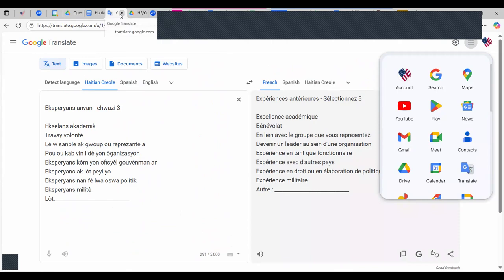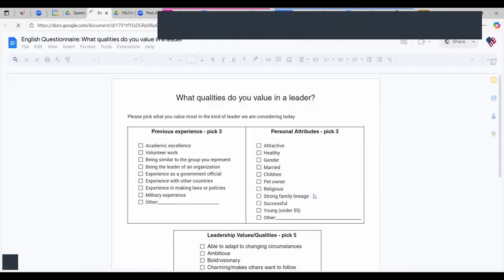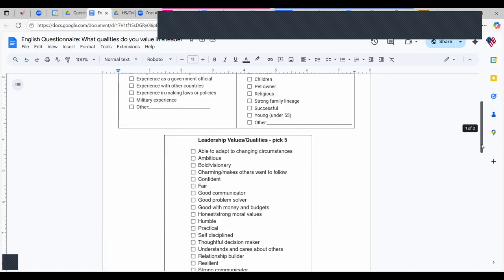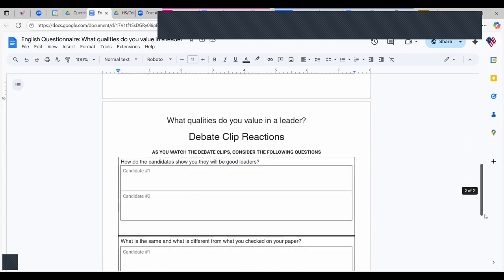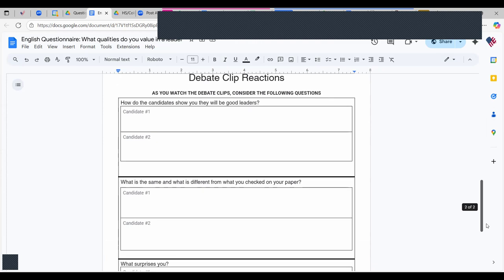Okay, so that's just a little extra teaching tip. Anyway, you would print these out in the numbers that you need, and you'd bring them in with you. There are two sides to this, so you want to print it double-sided. The first side is what you're going to use when you're identifying what's important to you personally. And the second side is what you pick up when you're watching the video clips that you'll see in this one.